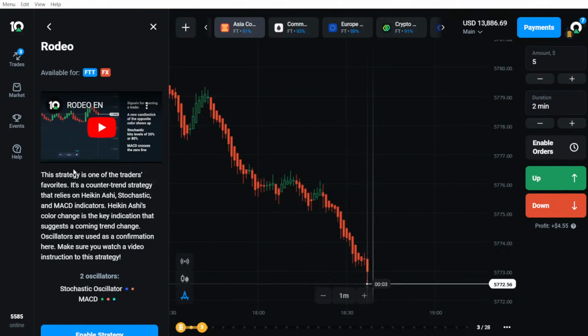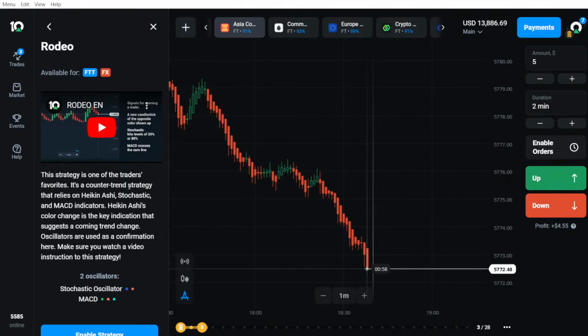If I talk about the strategy, what it's saying is that this strategy is one of the traders' favorite. It's a counter trend strategy that relies on Heikin Ashi candles, stochastic and MACD indicator. Heikin Ashi's color change is the key indication that suggests a coming trend change. Oscillators are used as a confirmation here. Make sure you watch the video for the instruction. Right now you do not need to watch the video because I am here to help you guys, but for the future you can check. Here is the information about which oscillators are there: stochastic is there, and we are also going to use MACD.